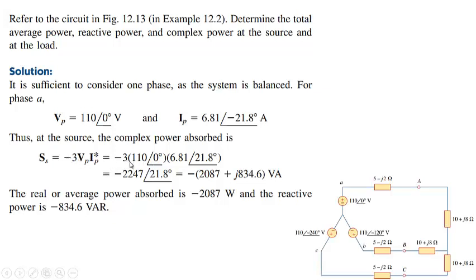So it comes out 3 times VP, that is 110 angle of 0, multiplied by this current. It is star. Star will be, its magnitude will remain the same, and its angle will change its sign. So it will be equal to 2247 at an angle of 21.8. This comes out minus 2087 plus j834.6 VA. The unit of complex power is VA or MVA or kVA. The real power absorbed, average power absorbed, is minus 2087. Actually the source will supply this. In that case it will be plus 2087, and the reactive power absorbed is minus 834.6.